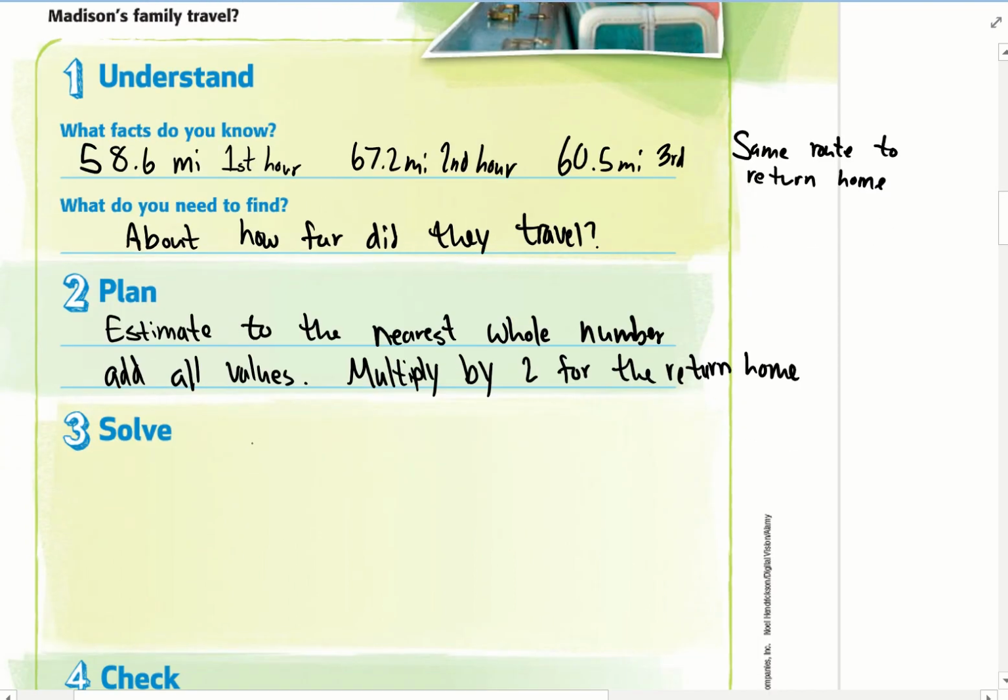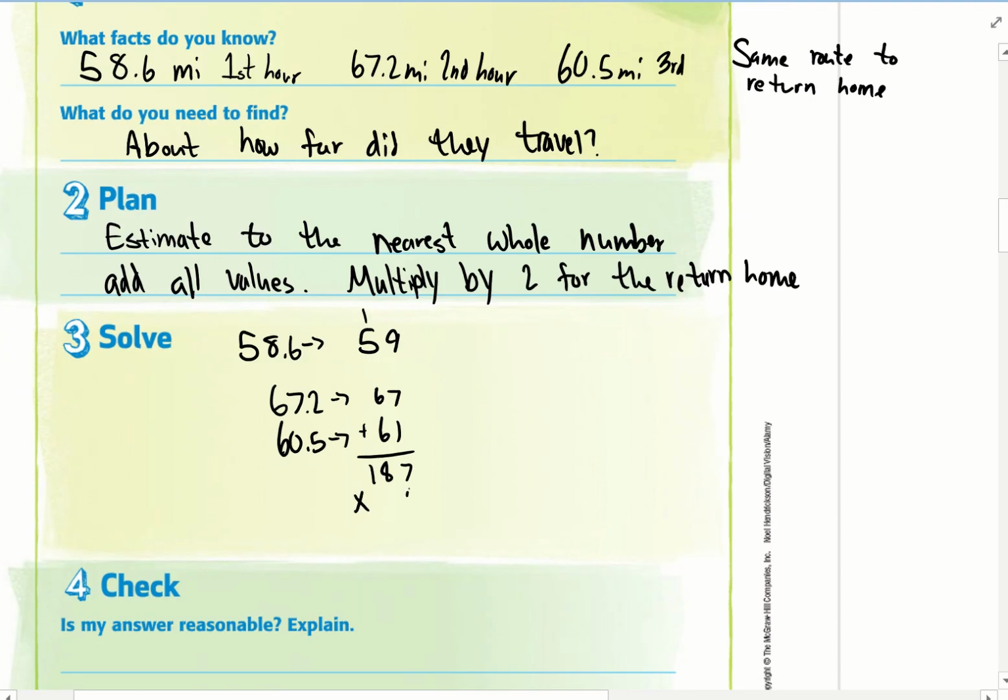It's number 3, solve. So 58 6/10 is going to estimate to 59. 67 2/10 is going to estimate to 67. And then 60.5 is going to estimate to 61. So I add all those together, and I get 187. Now I need to multiply by 2, because 187 miles is the way there, but we also need to return 187 miles back home. So 2 times 7 is 14. 2 times 8 is 16, plus 1 is 17. 2 times 1 is 2, plus 1 is 3. So 374 miles.